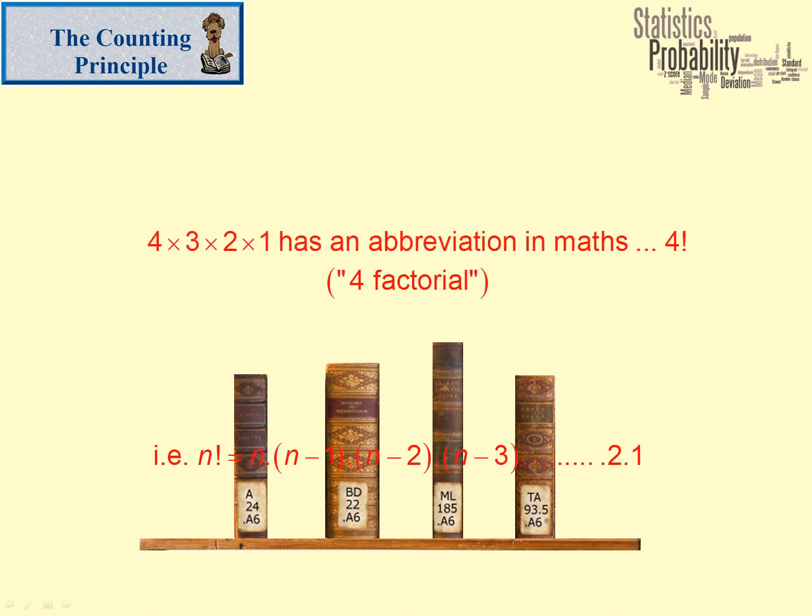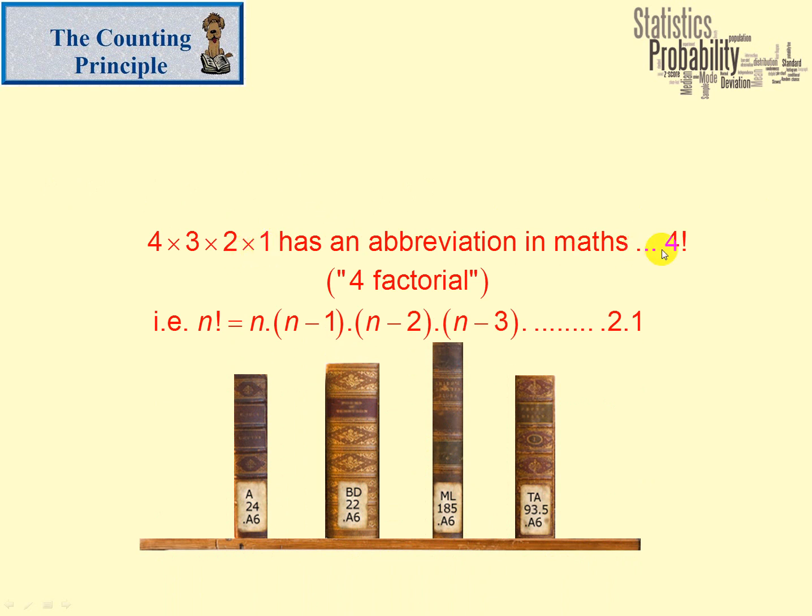Now there's an abbreviation for that 4 times 3 times 2 times 1. 4 exclamation mark, it's 4 factorial. And you have it on your calculator as well. Just look for the exclamation, x factorial or n factorial, on your calculator. n factorial is n times 1 less than n times 2 less than n times 3 less than n, all the way down to times 2 times 1.